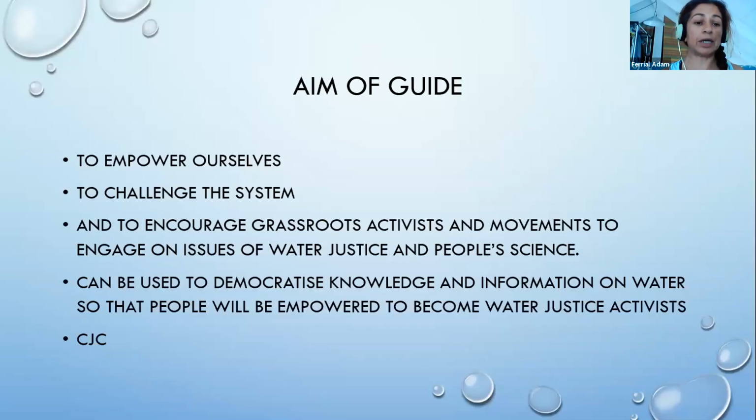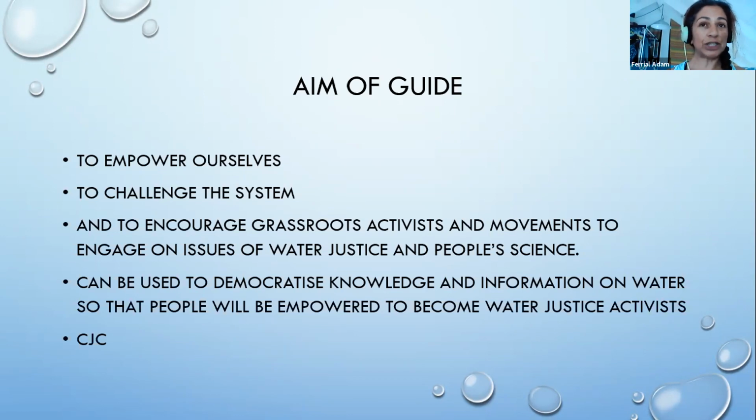The aim of the guide was to empower ourselves with knowledge, to challenge the existing systems, and to encourage activists and movements on the ground to engage on issues around water and people science, something we call people science. We think that this guide can be used to democratize knowledge. When we make knowledge easily accessible and spread out, people become empowered by it and can have more say around issues of information and science. So we're hoping that this could influence people to become water justice activists as well.